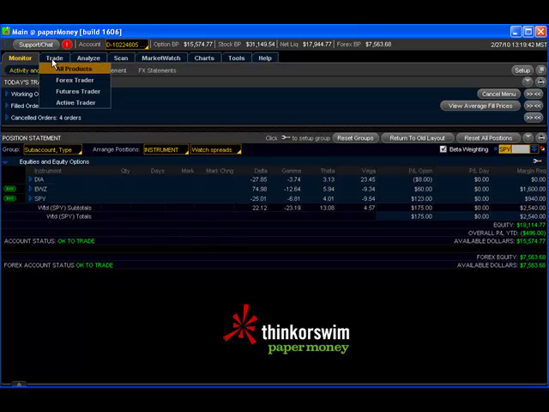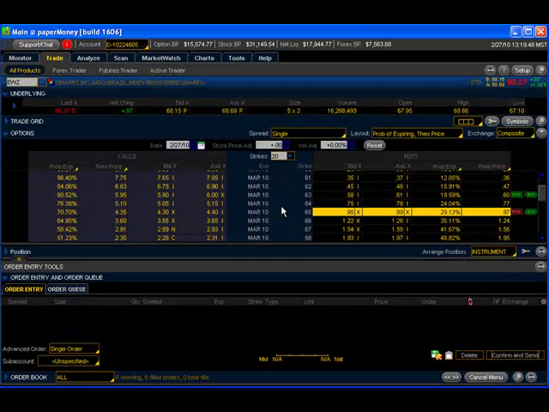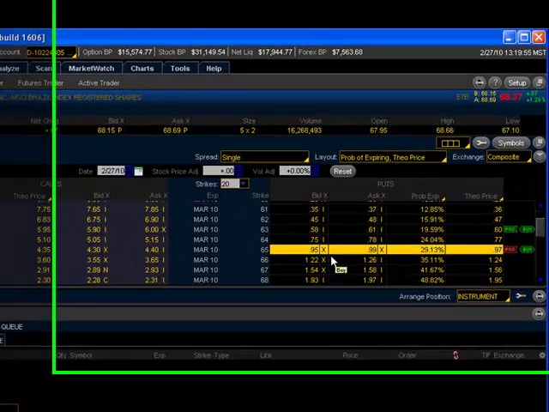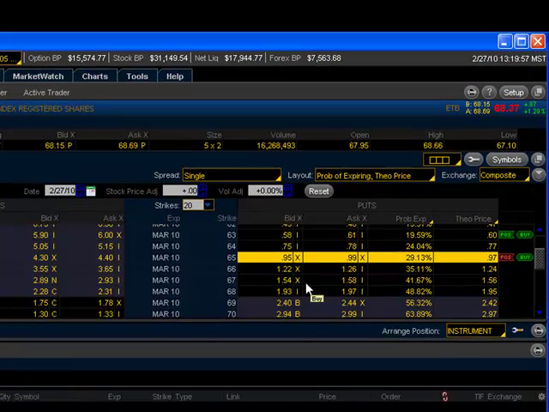Since we've been looking at the EWZ position on the chart, I'm going to go ahead and set up that trade in the Trade tab. And we're going to look at a couple of different ways that we might consider selecting our strike price. One of the ways we can select the strike price is based on the probability of expiring, meaning the probability that the short strike is going to expire worthless.